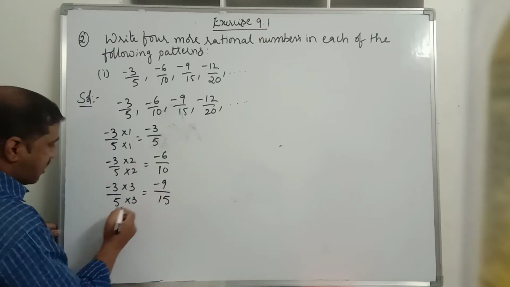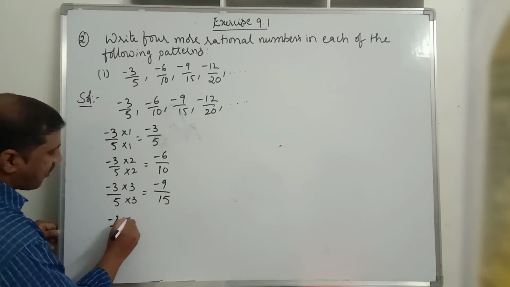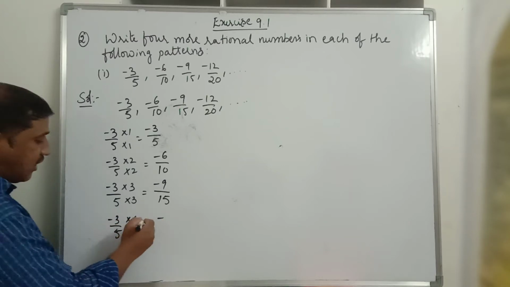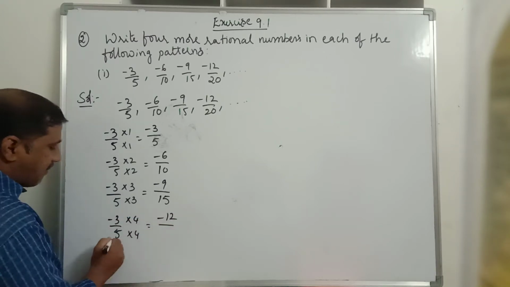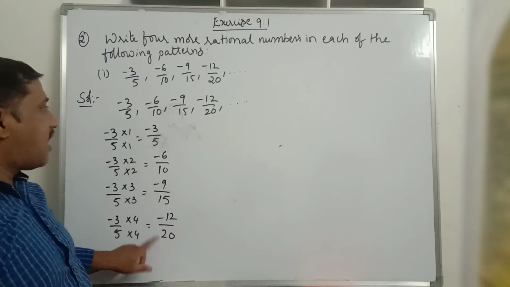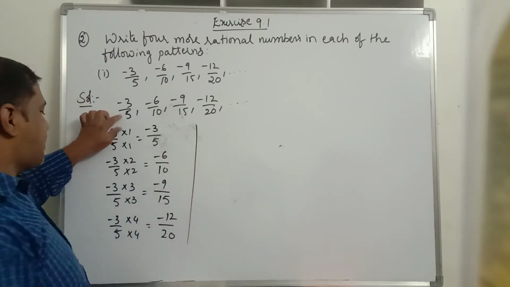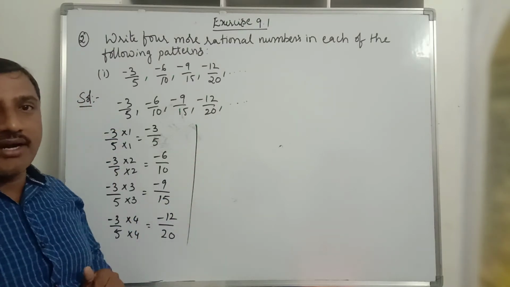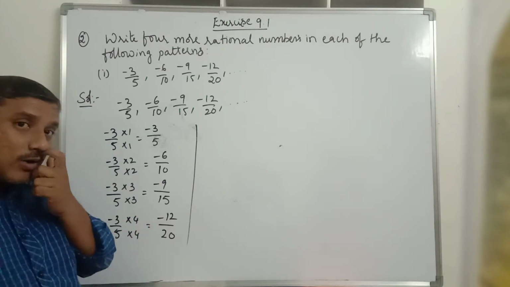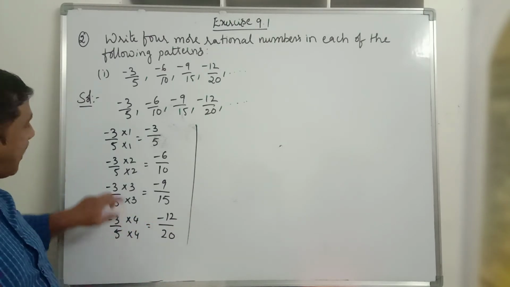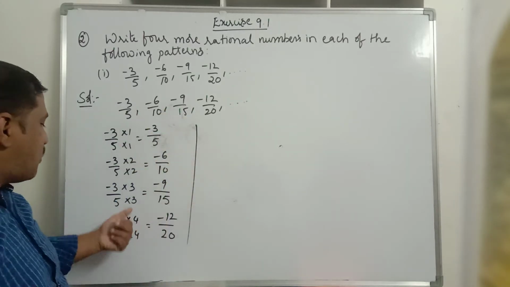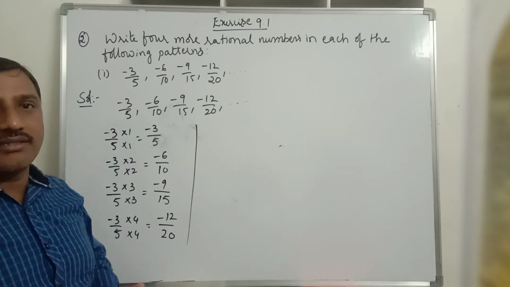Next, the fourth rational number is minus 3 by 5 multiplied with 4 in both. Minus into plus, it is minus 3 into 4, 3 4s are 12, divided by 5 into 4, 5 4s are 20. Now we got the fourth rational number by multiplying the first rational number with 4 in both numerator and denominator. Next, to get the next rational number, with what number do we have to multiply both? 5. That is 1, 2, 3, 4. To get the fifth rational number, we should multiply with 5 in both numerator and denominator.